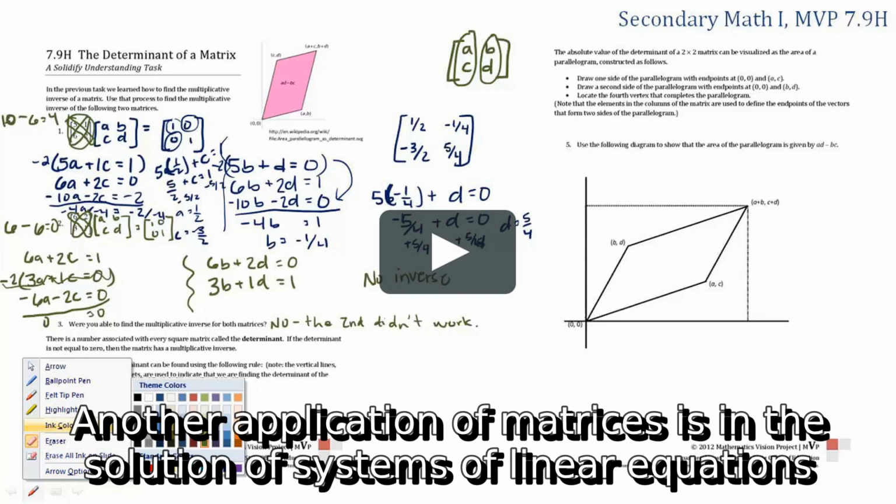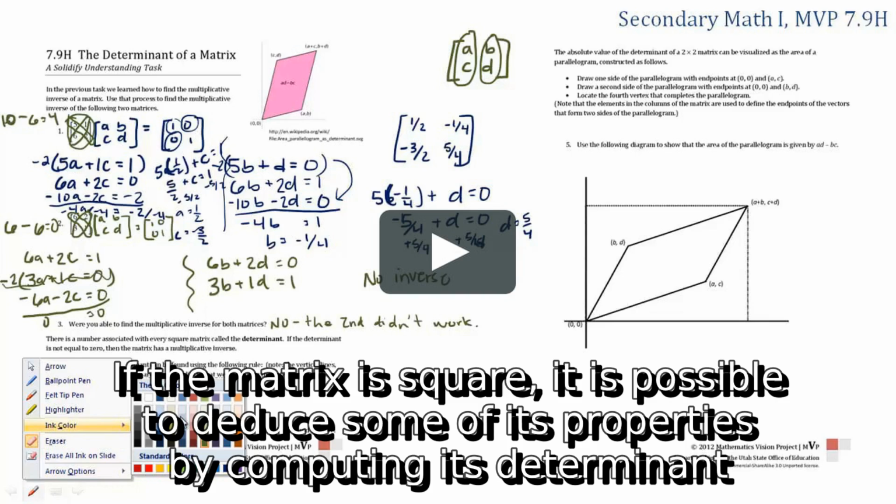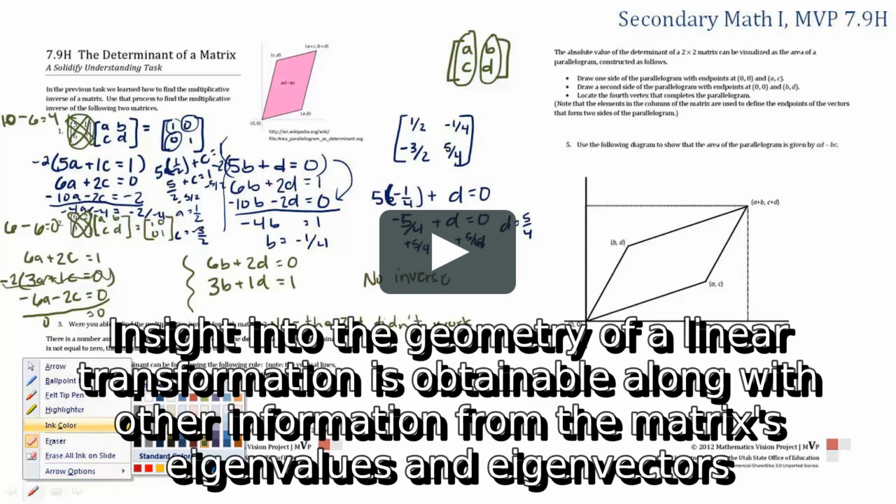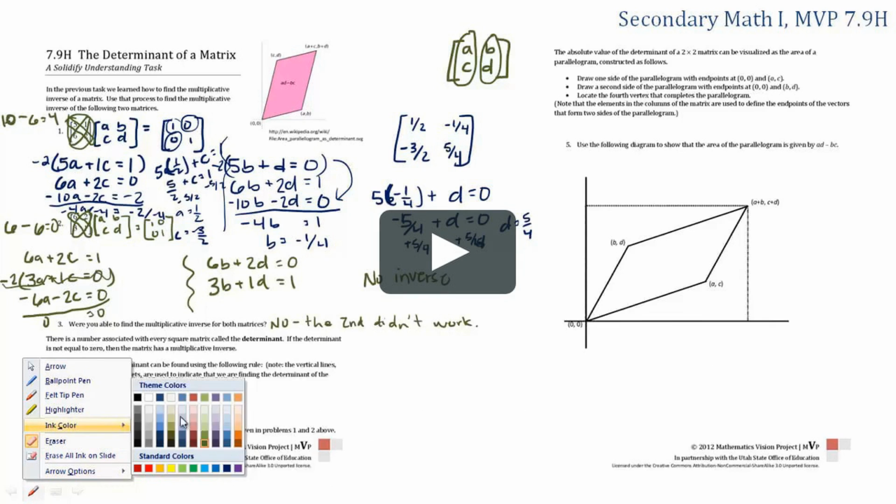Another application of matrices is in the solution of systems of linear equations. If the matrix is square, it is possible to deduce some of its properties by computing its determinant. For example, a square matrix has an inverse if and only if its determinant is not 0. Insight into the geometry of a linear transformation is obtainable, along with other information, from the matrix's eigenvalues and eigenvectors.